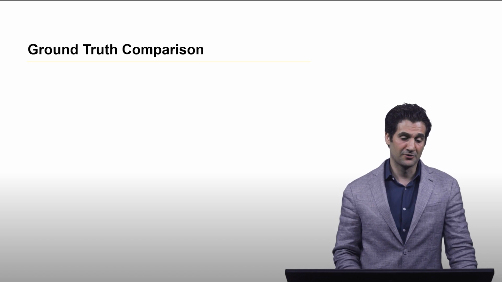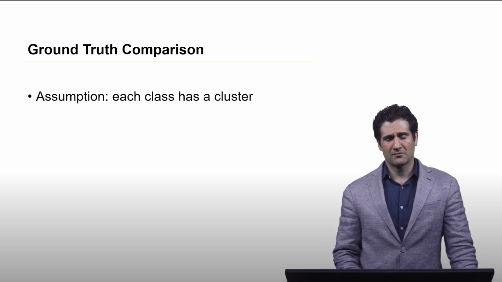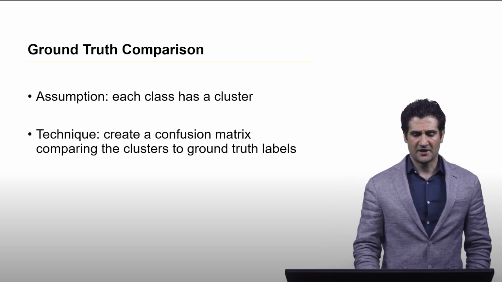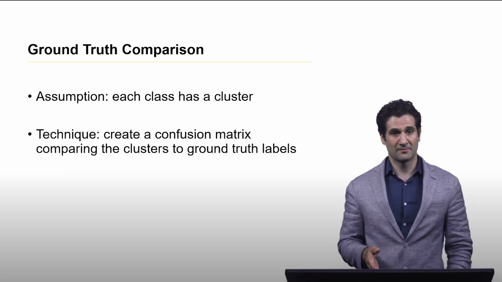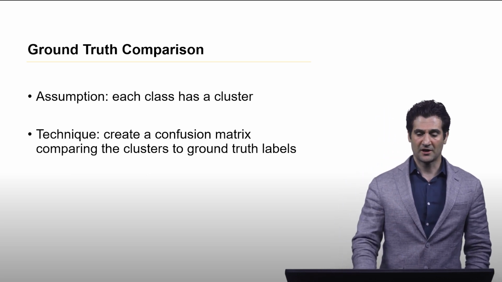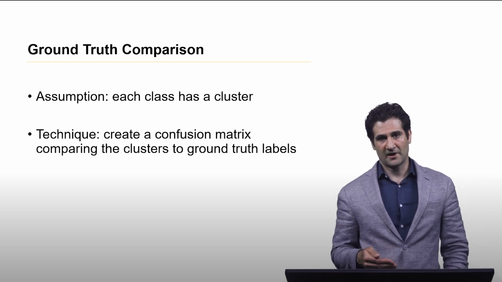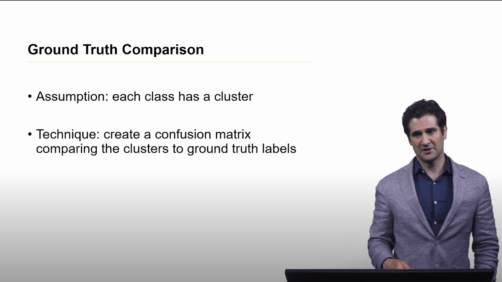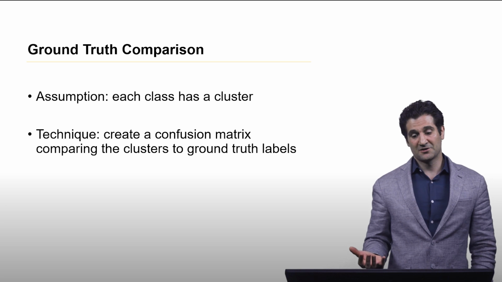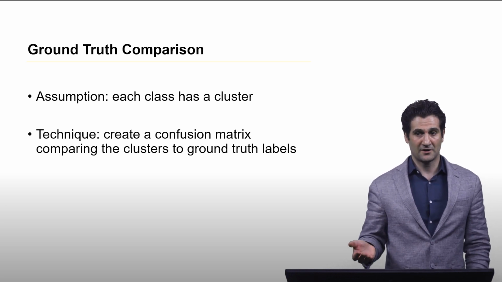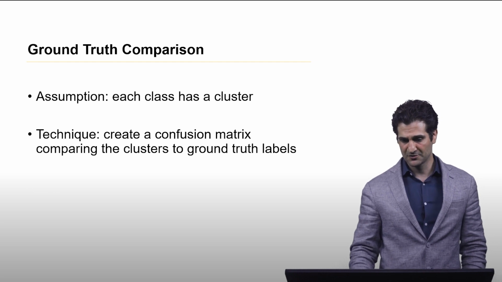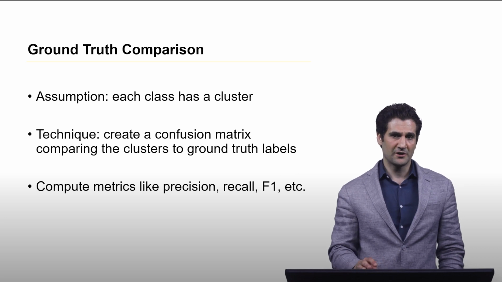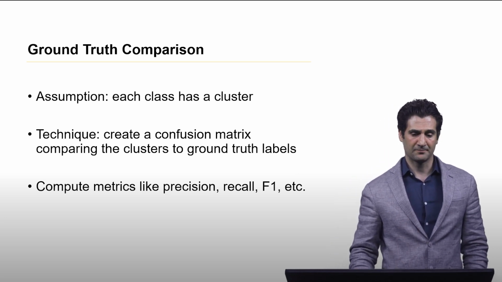So let's talk about the ground truth comparison. The underlying assumption is each class is corresponding with a cluster, and so the technique is to use a confusion matrix to compare the class labels of the data with the clusters. Now, unlike with a supervised approach, the clusters are not saying, hey, it's in cluster 1, therefore it must be in the positive class. The clusters don't tell you that information, so you've got to figure that out with whatever metric you use. And so, while you can use precision and recall and all that, you have to also do that other step.